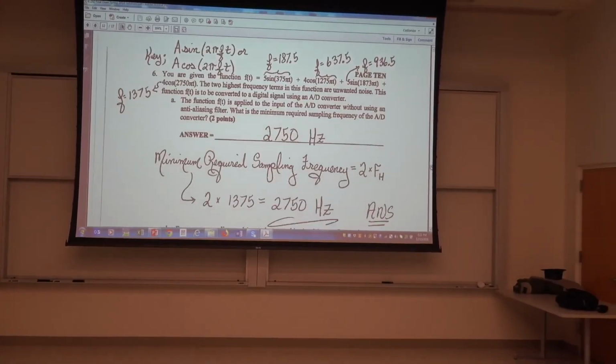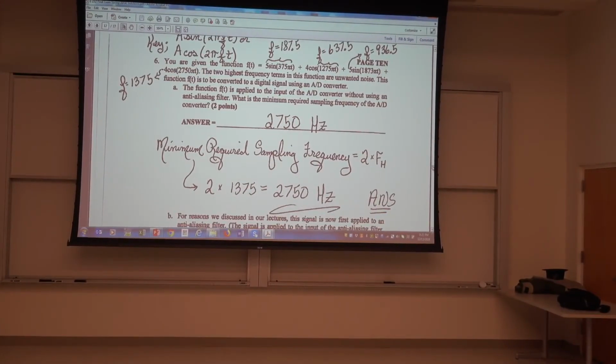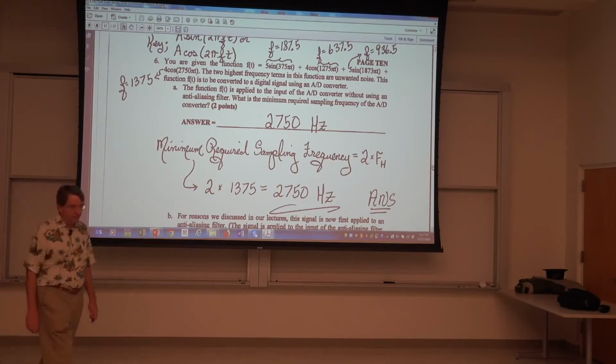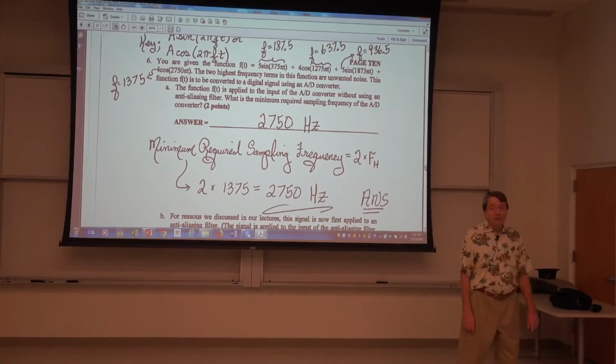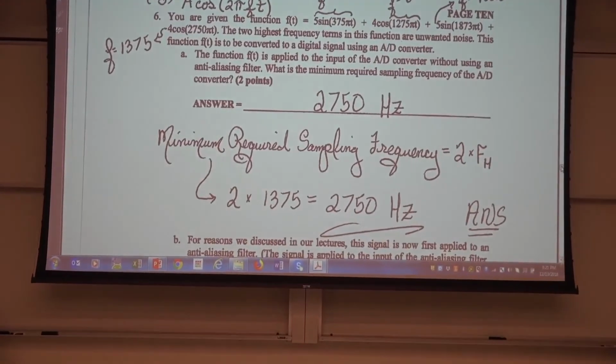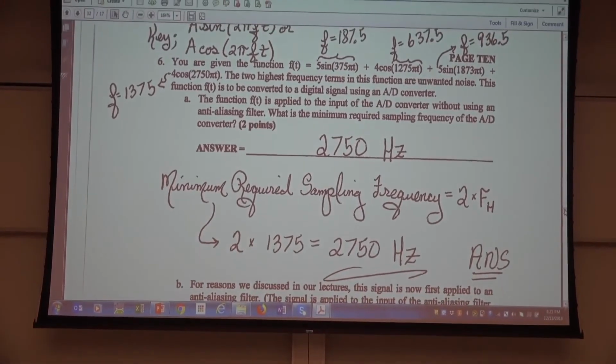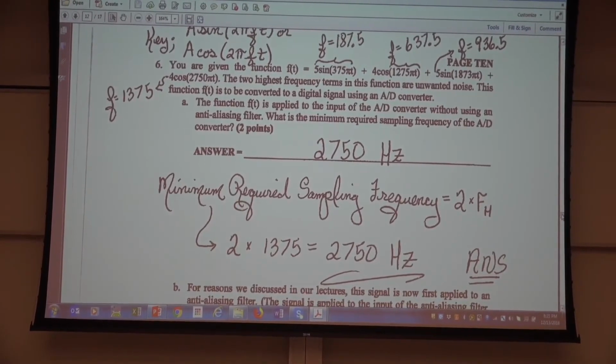All right. Now, problem 6. Problem 6, this is a Chapter 4, Chapter 5 question. So you're given a function f of t, and it's made up of 4 different terms added together. So we have 4 different terms, cosine and sine, all added together. Now, the 2 highest frequencies are unwanted noise. And the function is to go into an A to D converter to be converted to a digital signal.